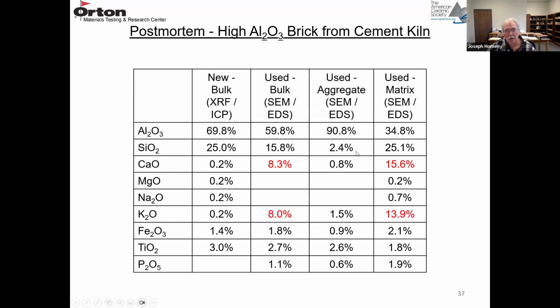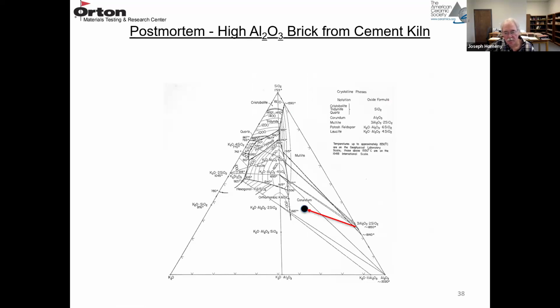The silica is similar to the original silica, but some of this is coming from the charge, and the lime again is up, and so is the potassium oxide. So there's a great deal of CaO and K2O diffusing into this refractory.